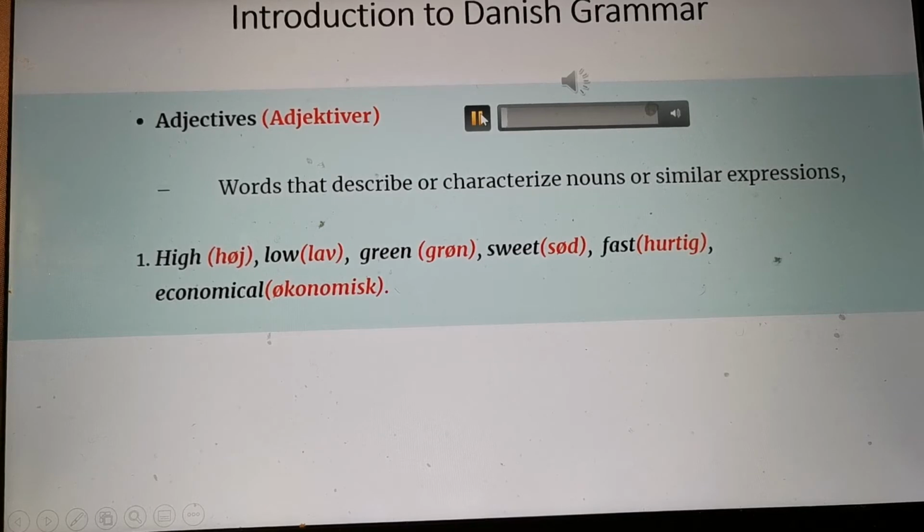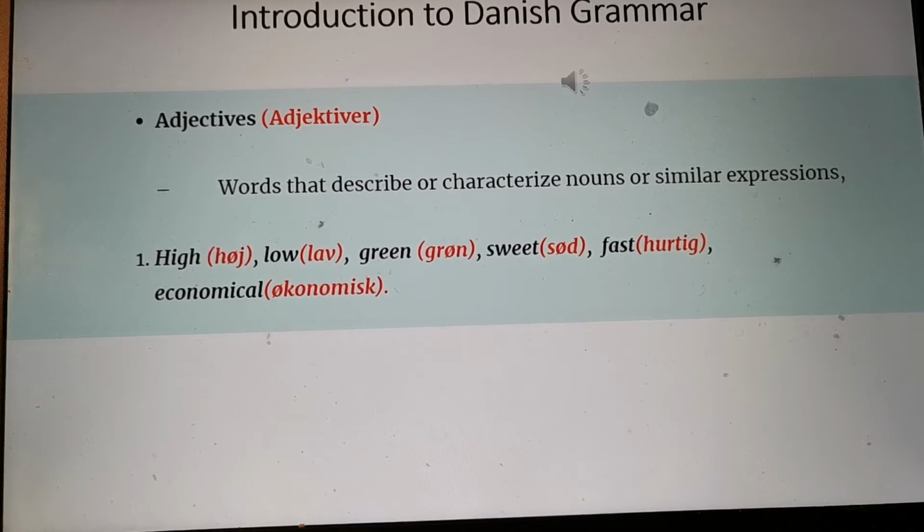We will now briefly introduce adjectives, referred to in Danish as adjektiver. Adjectives are words that describe or characterize nouns or similar expressions. For example, high, in Danish, høj. Low, in Danish, lav. Green, in Danish, grøn. Sweet, in Danish, sød. Fast, in Danish, hurtig. Economical, in Danish, økonomisk.